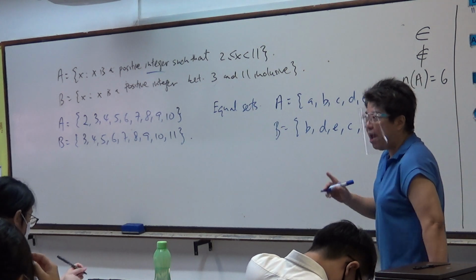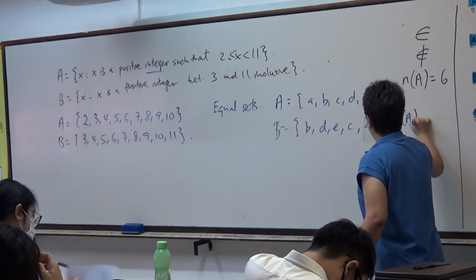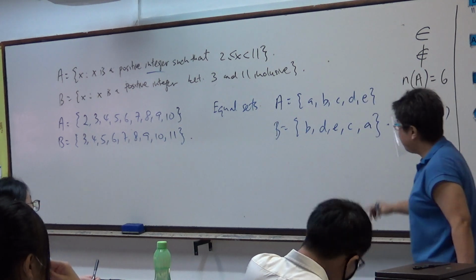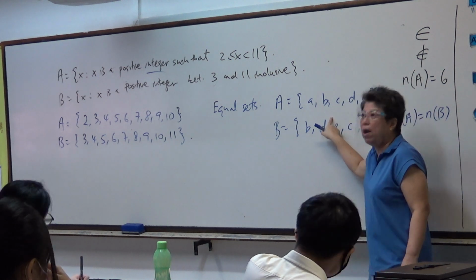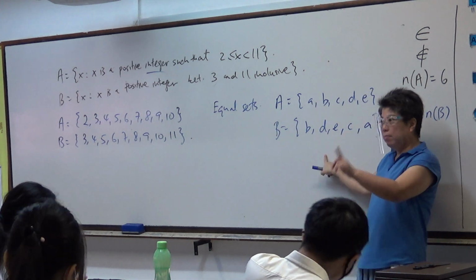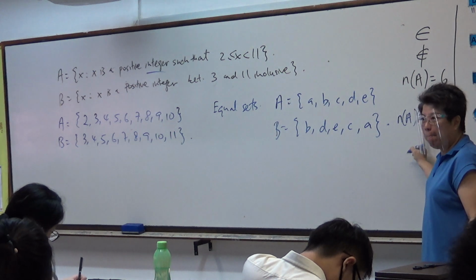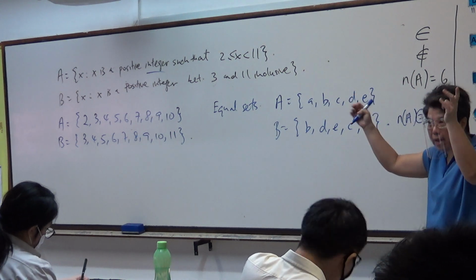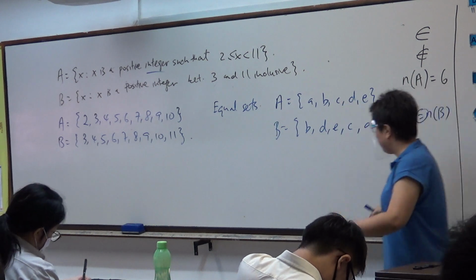They are equal when the number of elements in A is equal to the number in B, and every element of A is also an element of B. They must be equal. Understand now? Equal number, exactly the same. That is called equal. Okay? Now, I can have this.